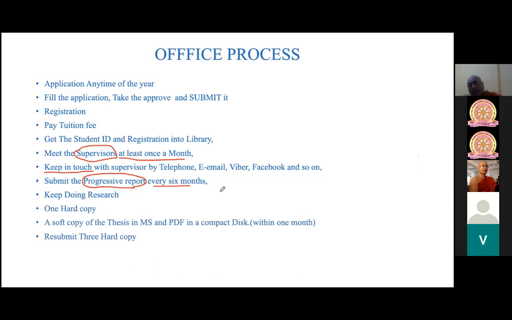Sometimes it is after 8 months, sometimes after 10 months, but according to the rule, it is every 6 months. It means twice a year. So you have to submit your progress report twice a year, and keep doing research.